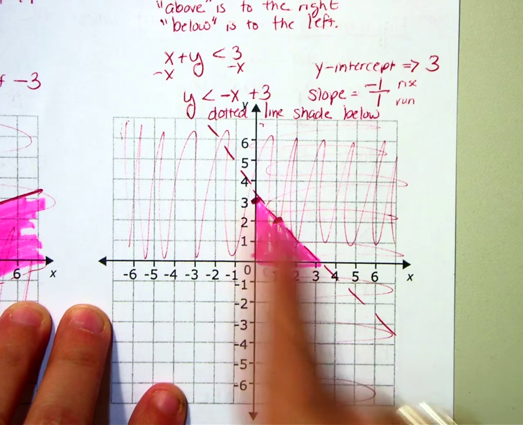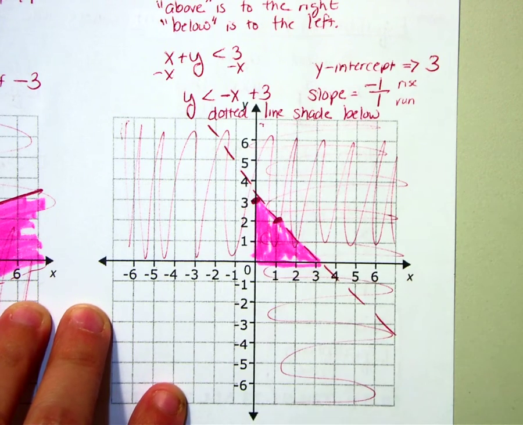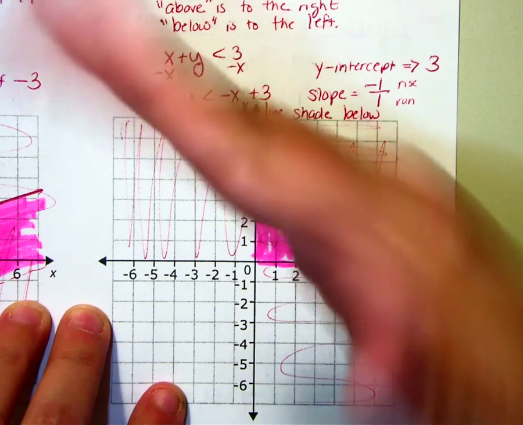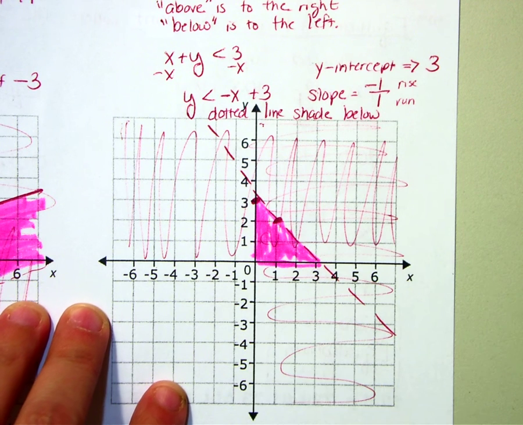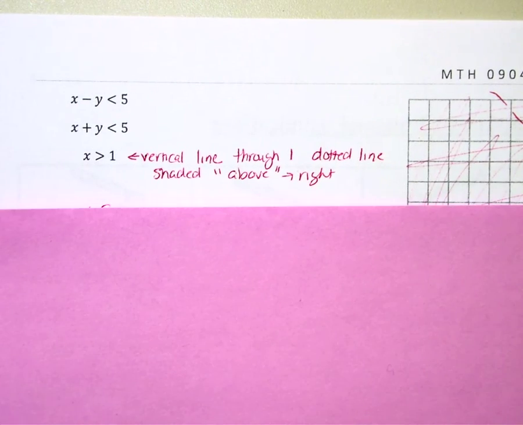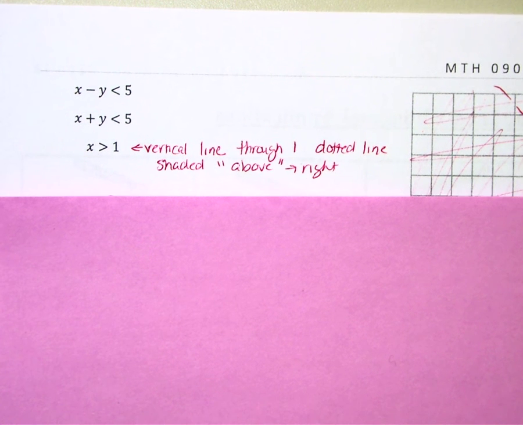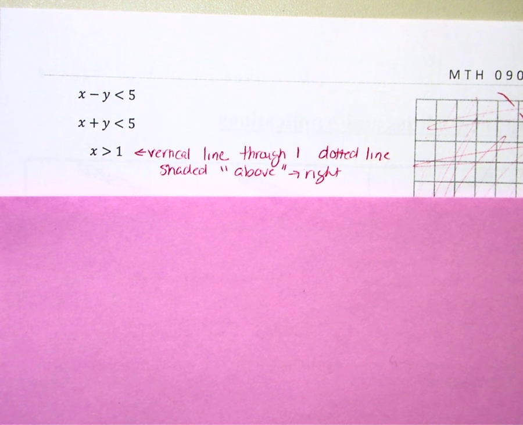New problem. Once again, x in an inequality or y in an inequality, and that's it, means it's either a vertical or a horizontal line. This means it's a lovely vertical line through 1. It's going to be a dotted line, and it's going to be shaded above, which means it's going to go to the right.